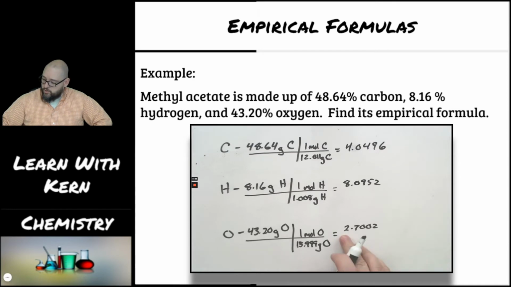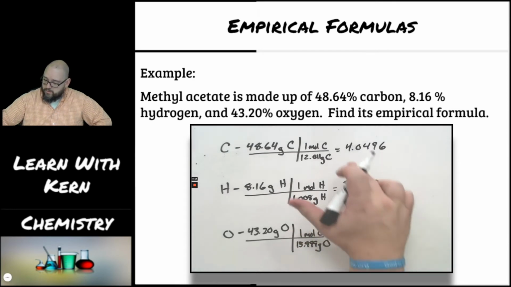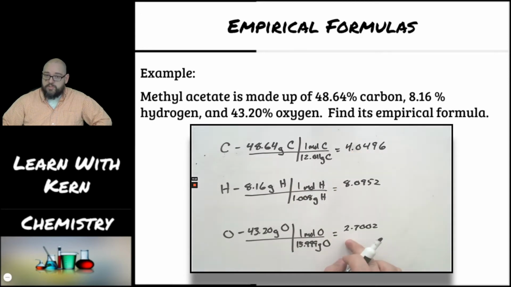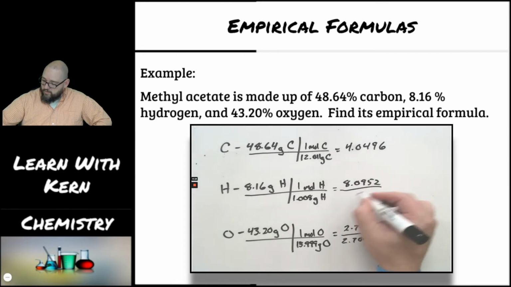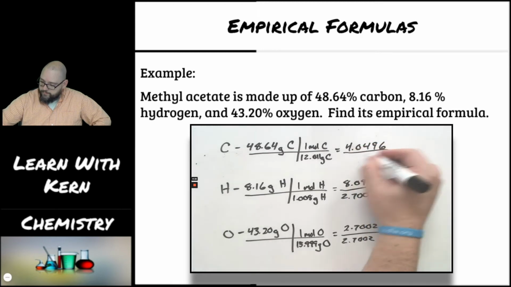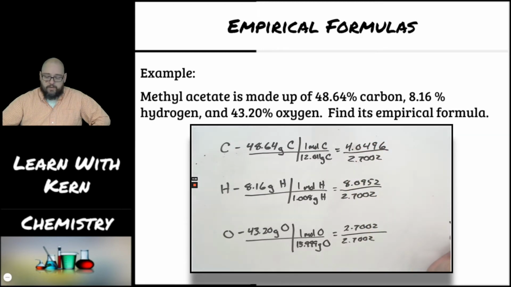Now, the next thing we do, once we've converted them all to moles, is divide by the smallest. Well, 2.7, 8.0, 4.0. 2.7 is the smallest, so I'm going to divide by 2.7002 for all three of them. Obviously 2.7002 divided by itself is 1.